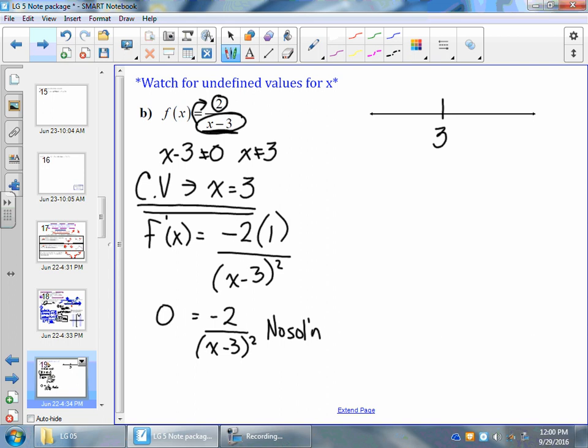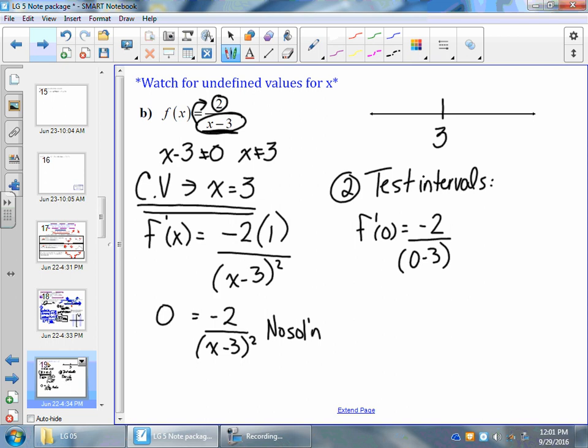Number 2, in order to find out what's happening around that, remember this is where we use our test intervals. I want to choose a number that's less than 3. Well, why not 0 again? Remember, we're using our derivative because we're looking for slope. So I've got negative 2 over (0 minus 3) squared. That's going to give us negative 2 over 9. Again, I don't care about 2 over 9, I just care about the negative. So that tells me my slope is negative and my graph is decreasing there.